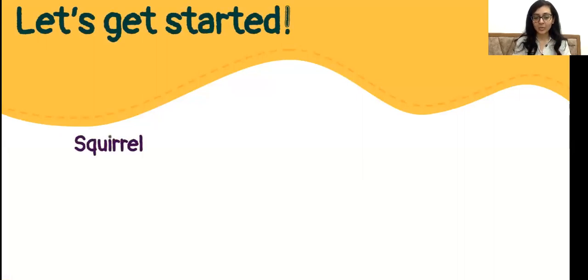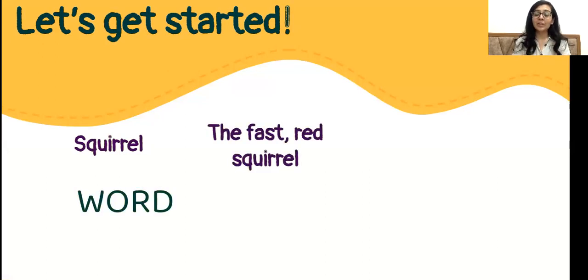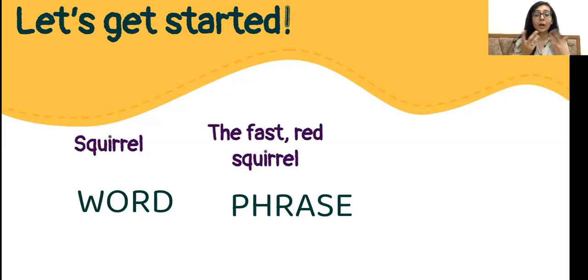So here is one word, squirrel. Squirrel, it's just one word. Now it is written, the fast red squirrel. So now I can see that it's not limited to one particular word, right? Now it has a few more words as well. So when we have a group of words, then it is called a phrase. A phrase can convey a meaning to some extent, but it will not make complete sense. The fast red squirrel, what? I have some more details, but then what about that squirrel? What is it doing or what else? I need some more information, right?